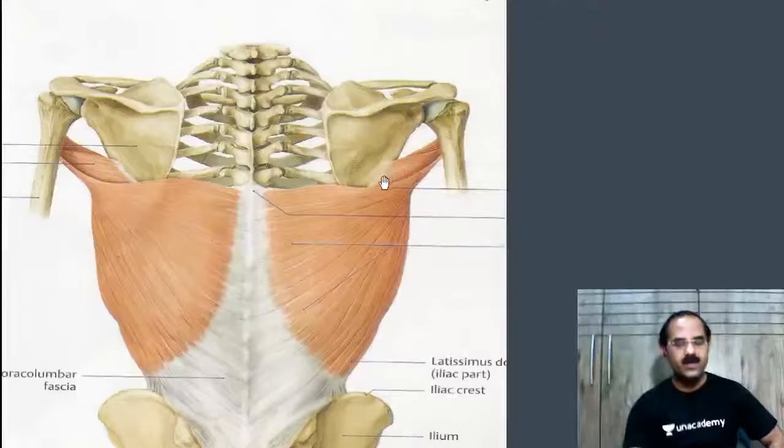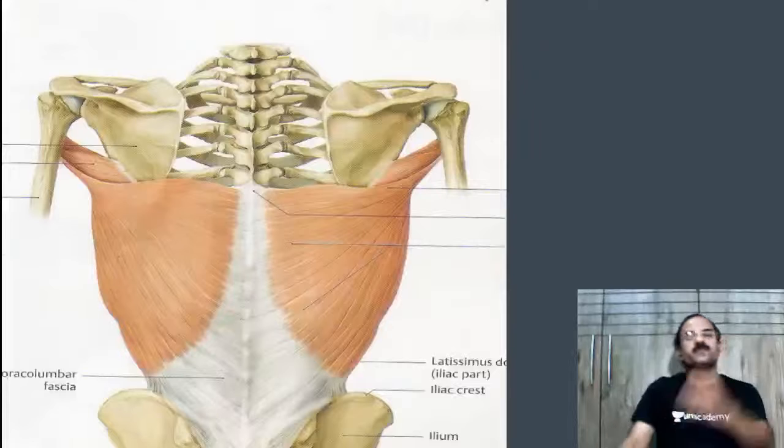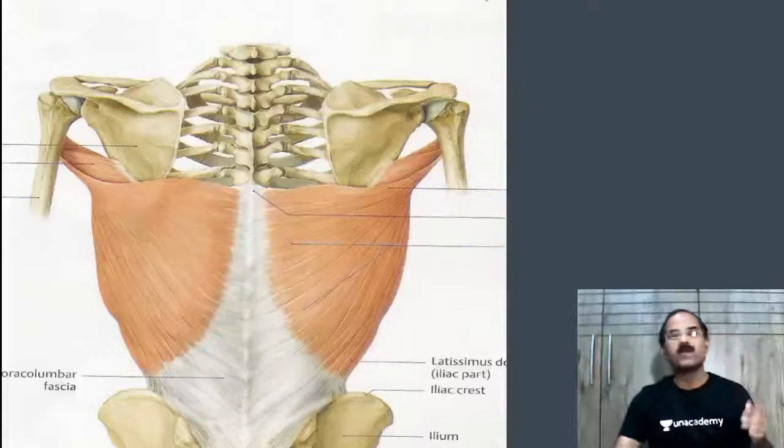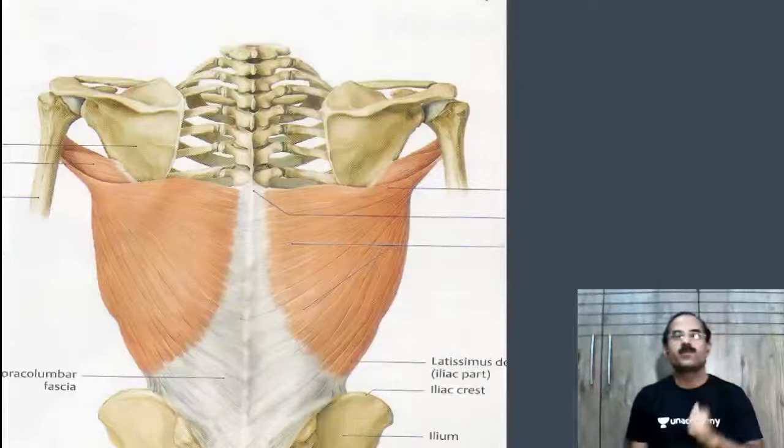Now this teres major is going in front. It comes from behind, comes forwards, and gets inserted on the medial lip of the bicipital groove.